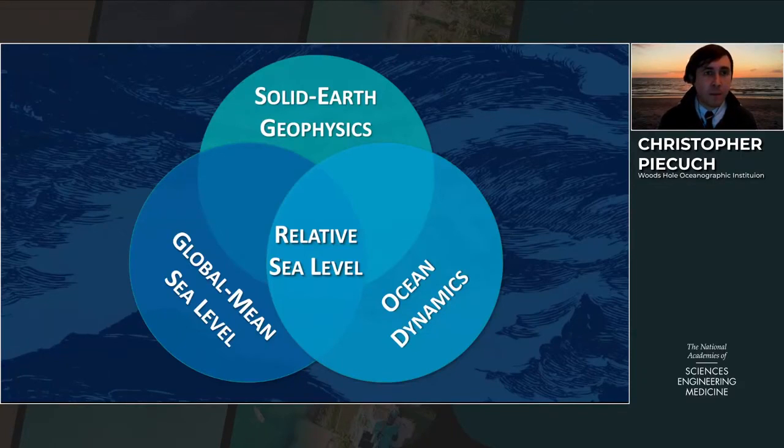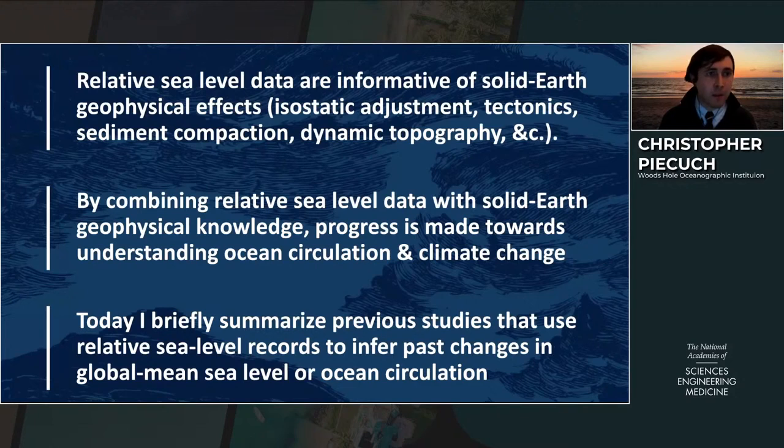So just to wrap up, I know there were a few hiccups and interruptions. So just to make sure we're all tracking here, here's the summary so far. The premise of this meeting is that relative sea level data are informative of solid earth geophysical processes, things like glacial isostatic adjustment, interior earth structure, et cetera. And my thesis here, stated in the middle, is that by combining relative sea level data and understanding of solid earth geophysics, we can actually make progress towards understanding ocean circulation and climate change.